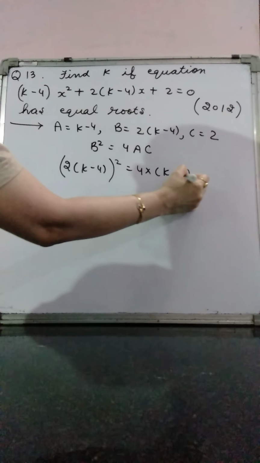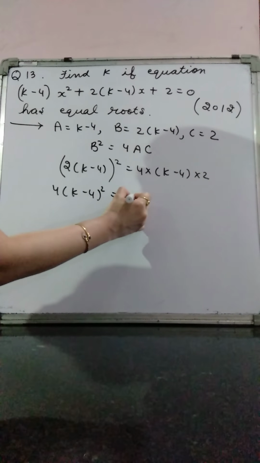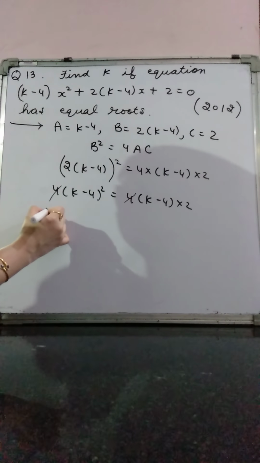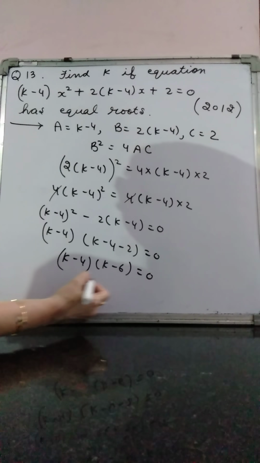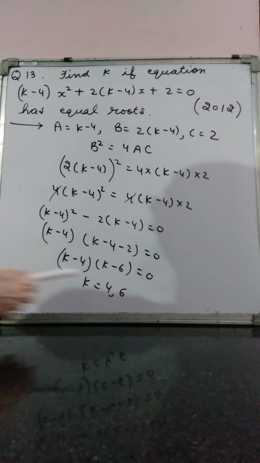Substitute values. 2 square is given by 4. k minus 4 whole square. Cancel out. Collect all the terms on one side. LHS, take k minus 4 common. k minus 4 minus 2, k minus 6. So the value of k will be 4 and 6. On substituting 4, the value of k minus 4, that is a, is 0. So neglect 4 and the answer will be k is equal to 6.